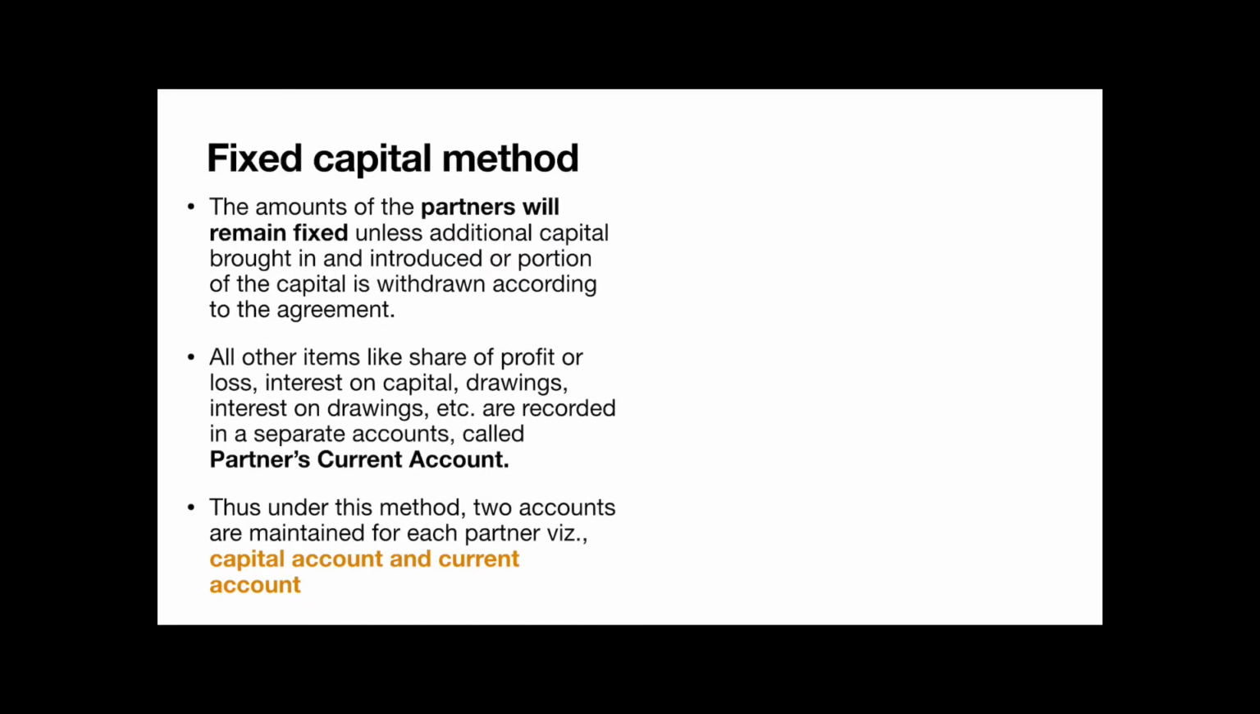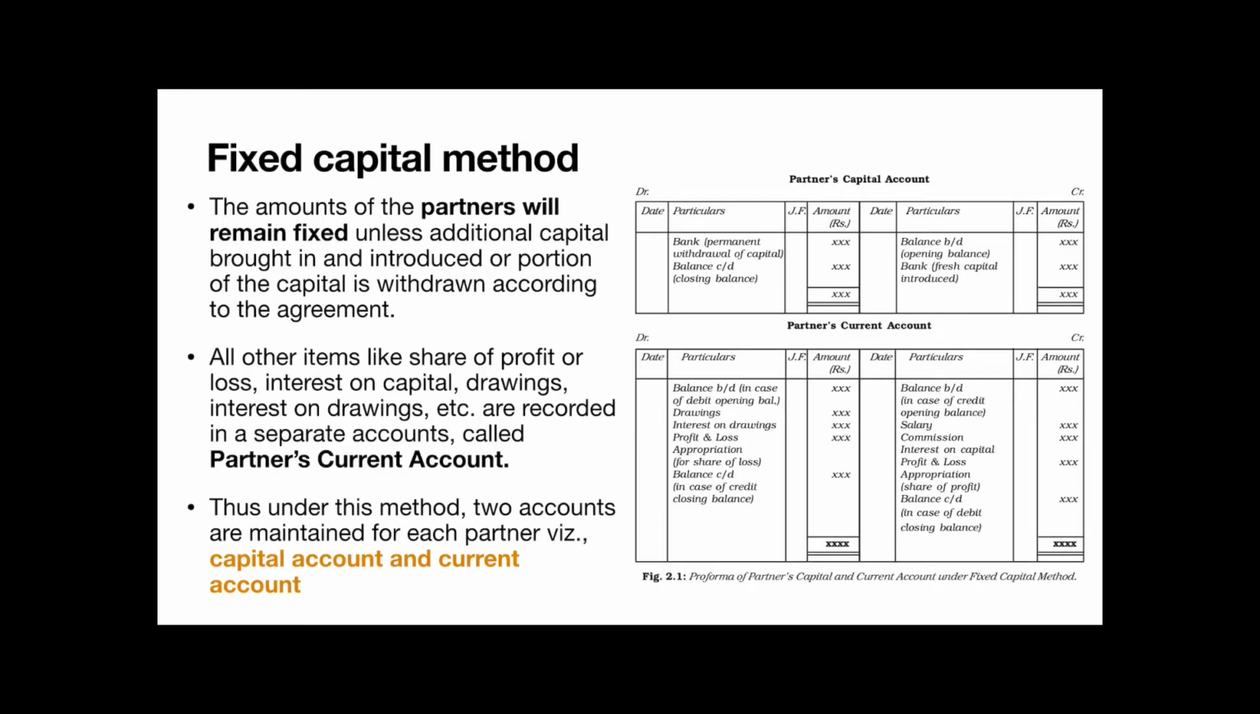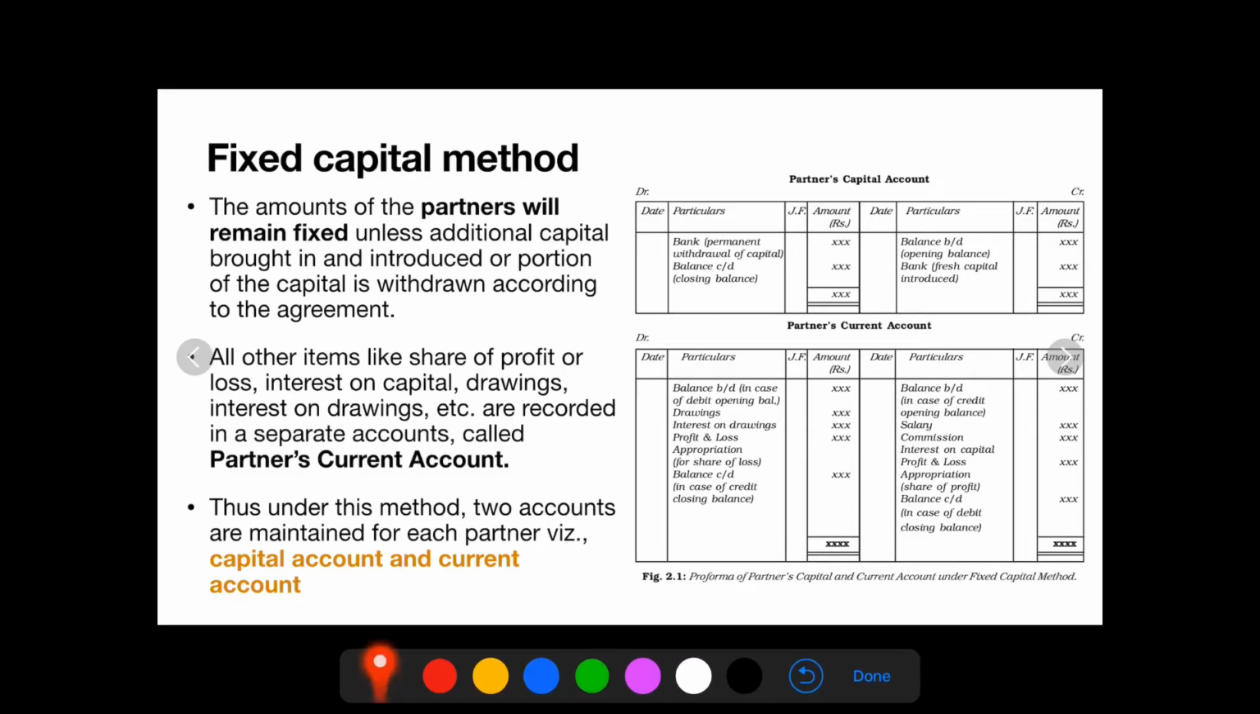Now, under fixed capital method, we maintain two types of accounts. Again, this we have discussed in our previous session. So, if you look at the pro forma, here we have partners capital account and partners current account. In partners capital account, we record only those items which are related to capital, like the opening balance of capital, any amount of capital that has been introduced during the year, or withdrawal of capital. Anything that is related to capital is only recorded in partner's capital account.